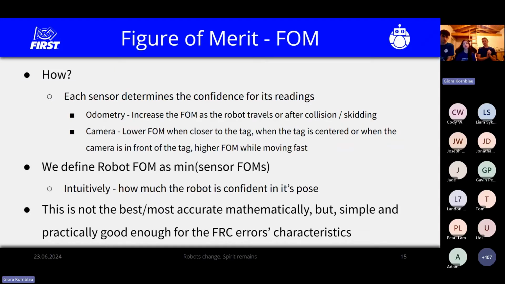We define a variable called robot FOM as the minimum of the sensor FOMs. The way to think about this variable is how confident the robot is in the calculated pose. So, as I said before, let's say the camera has a FOM of 1 and the odometry has a FOM of 0.2, then the robot FOM is 0.2, so it's pretty confident. We know that this method is not the most accurate mathematically, but it is simple, and in practice it's very good for FRC and works very well.